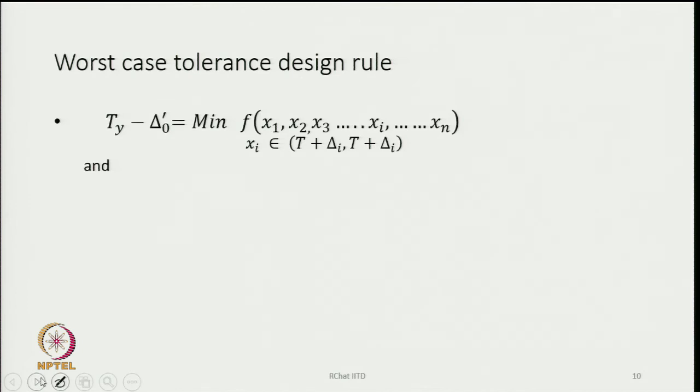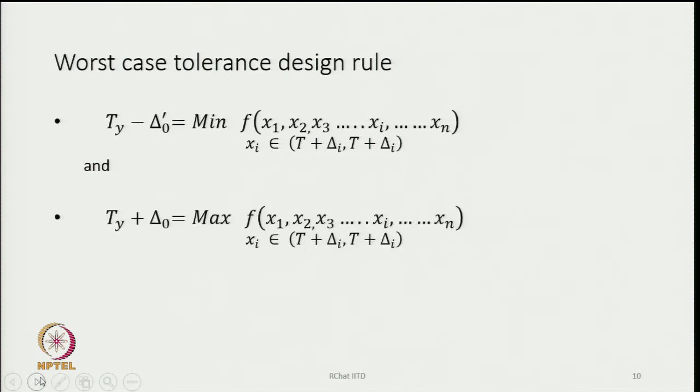So, the worst case tolerance design rule is that T_y minus delta_0 should be the minimum of this function f(x_1, x_2, x_3, up to x_n), where each x_i is within this limit T plus delta_i, and this should not be plus, this should be minus. Or it could be T plus delta_0, which is the maximum of these values.